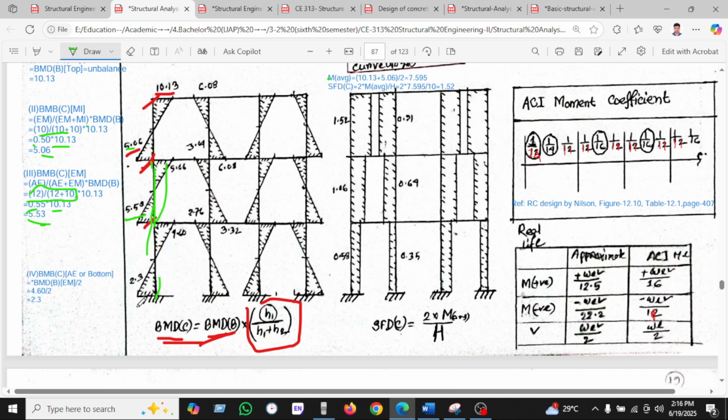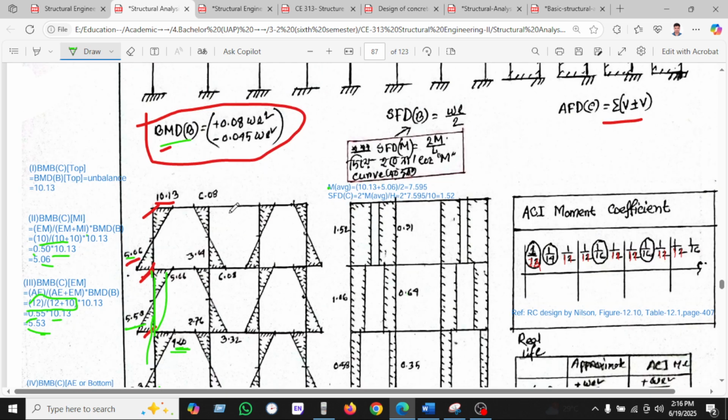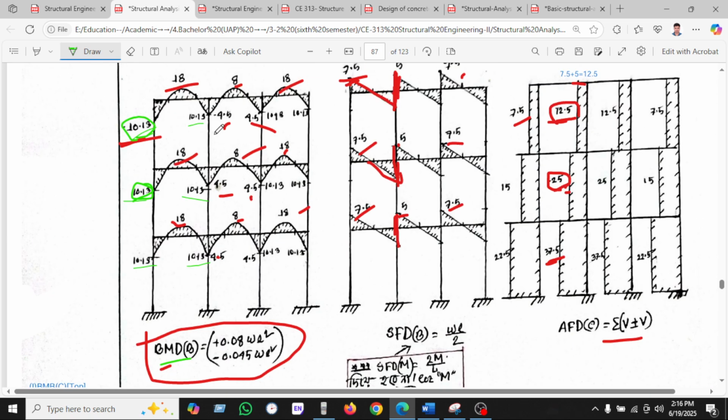Okay, so how will we get the bottom? For the bottom, nothing but in the top we have found 4.6, and it will be divided by 2, and that is why it will be 2.3. In this way you can also calculate here, and it is taken from the bottom.